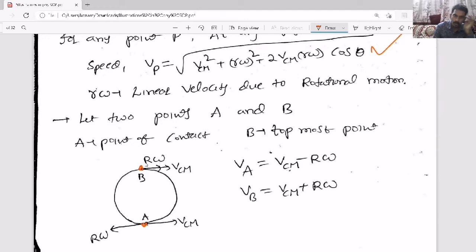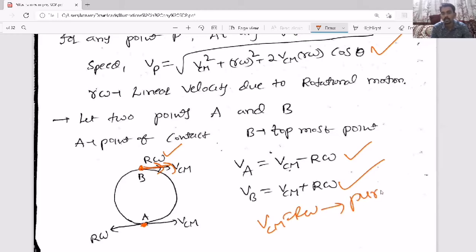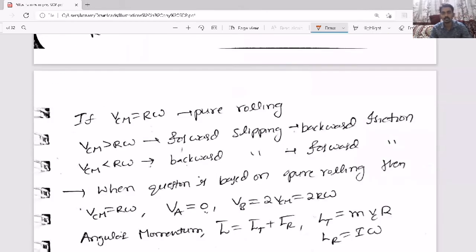Now let us consider two points, one at the top and one at the bottom. For the topmost point, the velocity due to translational motion and the velocity due to rotational motion are both in the same direction, so the resultant is VCM plus r omega. But at the bottom, both velocities are opposite, so it is VCM minus r omega. If VCM equals r omega, then there is no slipping. That only we call pure rolling. Otherwise, it is not pure rolling. So this is the condition for pure rolling.